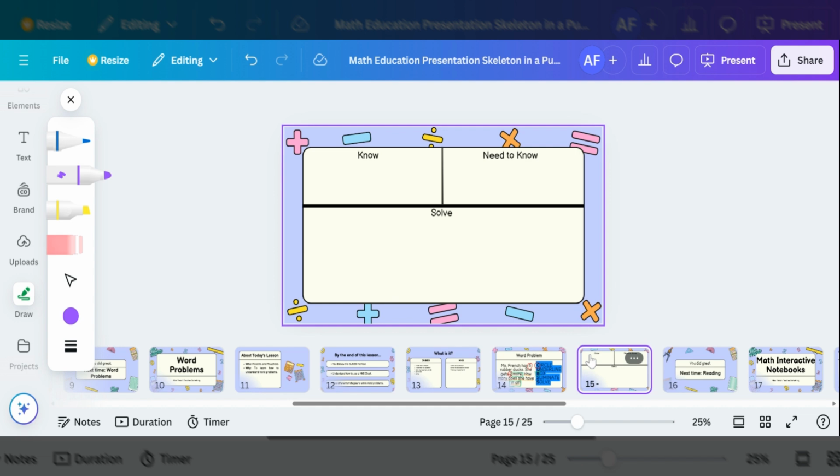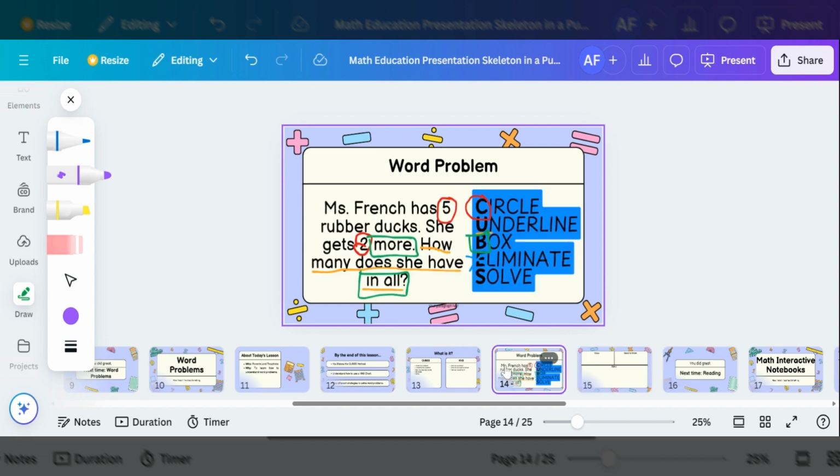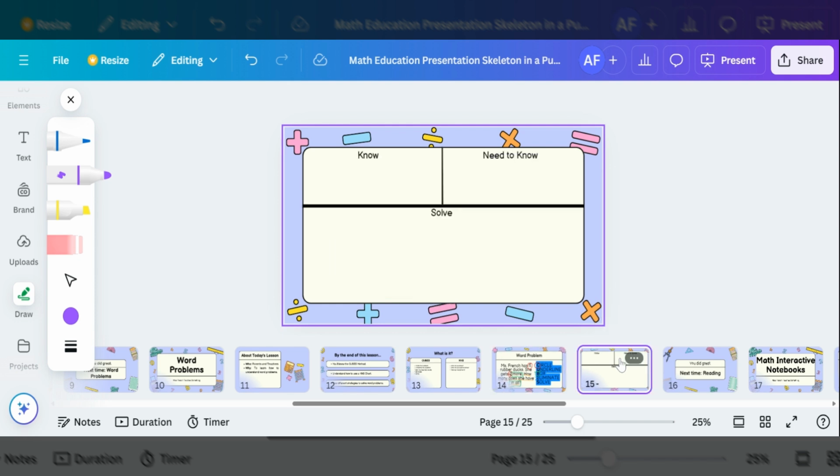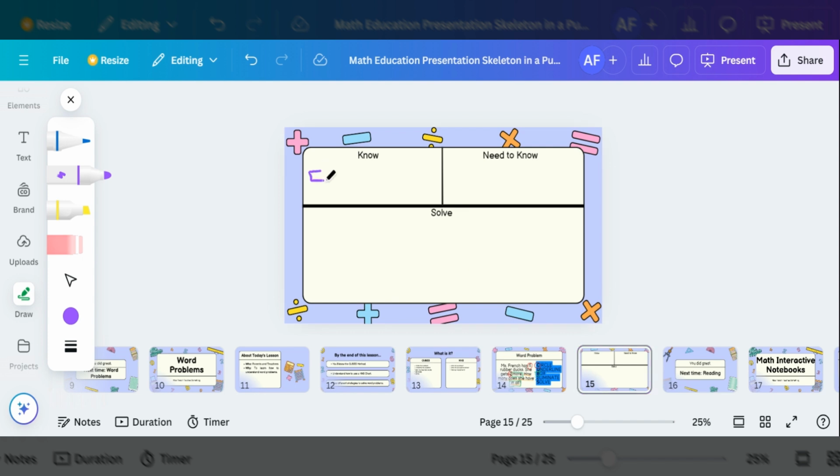So now that we've written and marked up our word problem, now it's time to go and talk about organizing our thoughts. First off, what do we know? What do we know about this problem? Well, we know that I have 5 to begin with. And then we know that I get 2. So I fill in this information. That's what we know that we're working with.